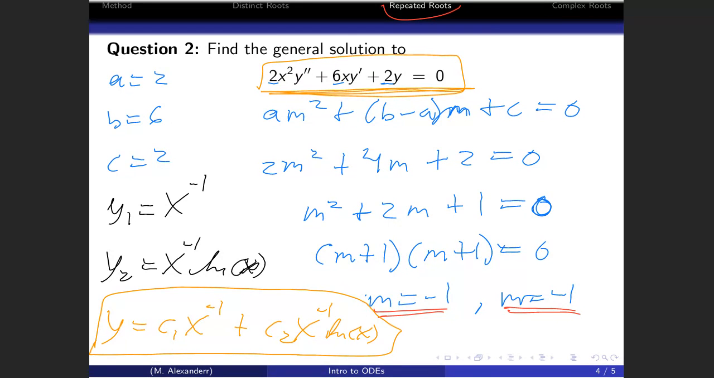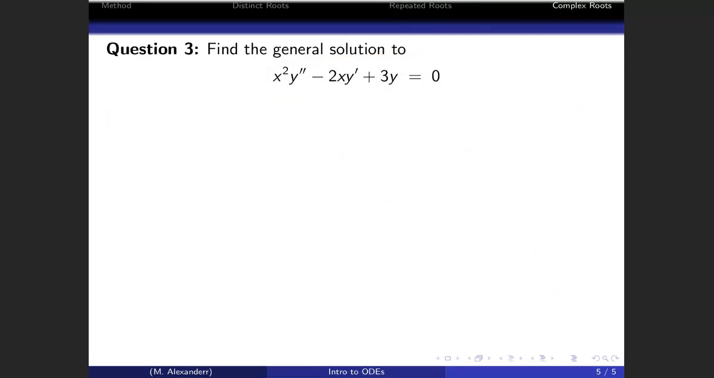And now we have one more case to deal with. And so here, let me go again and write down the auxiliary equation. Let me write it out a little bit smaller this time because I will need a little more space. So am squared plus (b minus a)m plus c is equal to 0. And again, this is the auxiliary equation for the Cauchy-Euler equation. This is only the auxiliary equation for the Cauchy-Euler equation.